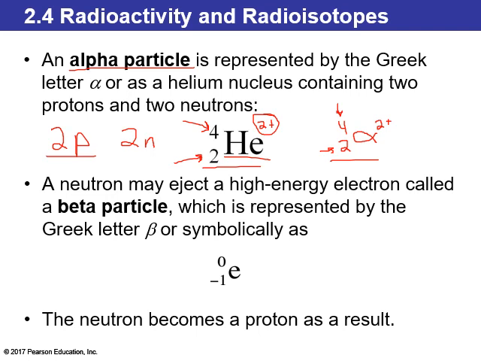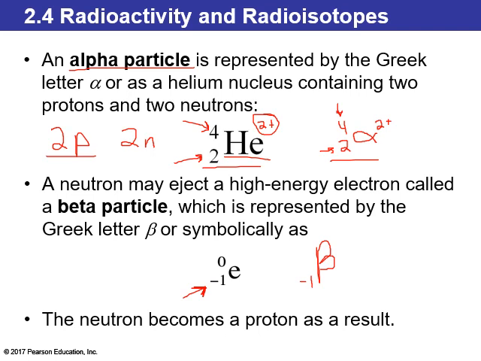Beta particles are much smaller. A neutron may eject a high-energy electron called a beta particle. And that's represented by the Greek letter beta, so we could have this Greek letter beta. And this guy doesn't have any protons. So what are we doing with this atomic number down there? The atomic number is the number of protons, right? Well, we don't have any protons, but electrons have a negative charge. So from a charge perspective, they're the opposite of a proton. So we put a -1 down there for the atomic number for this thing.